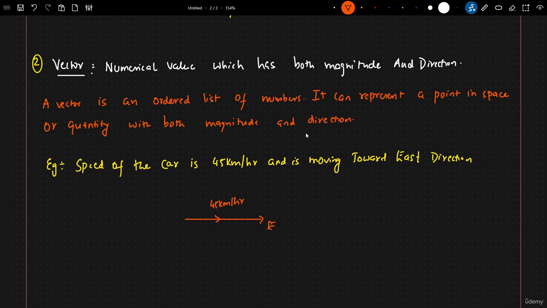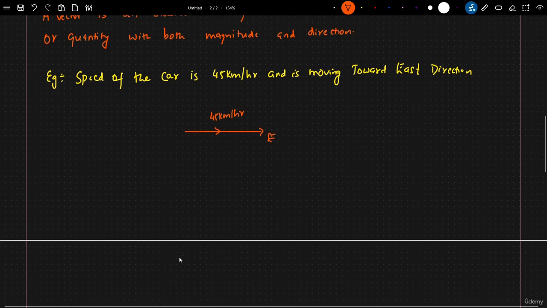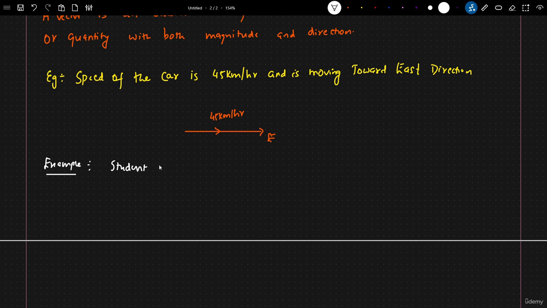Now let's go ahead and discuss the second definition, because that will be our focus point. A vector is an ordered list of numbers. It can represent a point in space or a quantity with both magnitude and direction. Let me consider one example. One of the most common examples, which can be used by anyone, I've given you with respect to house price prediction. Let's consider this example with respect to student marks.